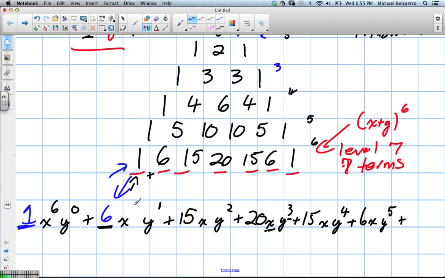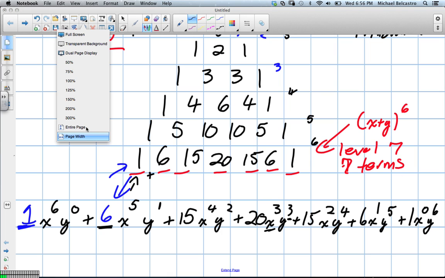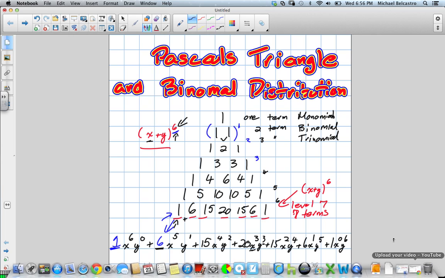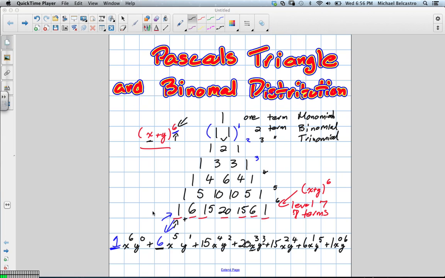So this would be x to the 6, 5, 4, 3, 2, 1. What would this last one be? 1, x to the 0, y to the 6. Our x is counting down. Exactly. So that's how we use Pascal's triangle to help us out. Instead of actually calculating that all ourselves, we can do this the quick way.